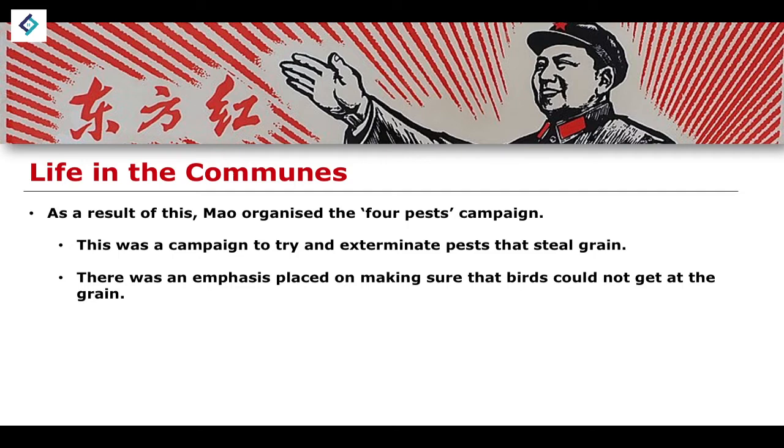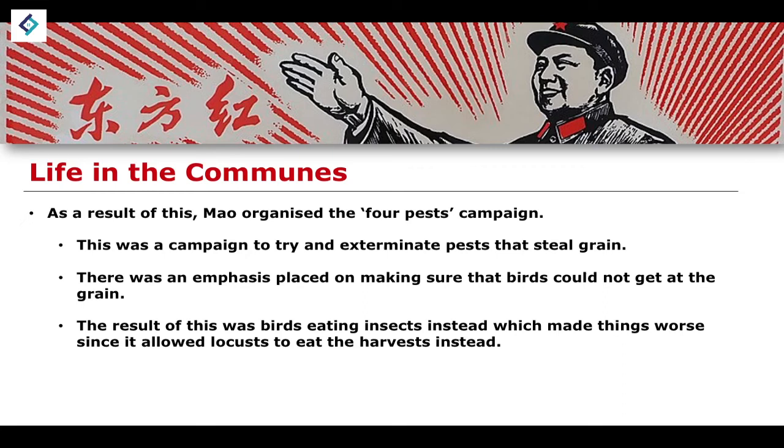But the problem with the Four Pests Campaign was that they were trying to stop birds from getting the grain, but these birds were also eating insects. And so the result of this was that the insects that were able to eat the locusts, or any other kind of grain harvesting insects, were being eaten by the birds, who weren't able to eat the grain because of the Four Pests Campaign, which led to locusts just getting at the harvest instead. And so we have possibly the worst idea that Mao has ever come up with, the Four Pests Campaign. It was just incredibly incompetent.